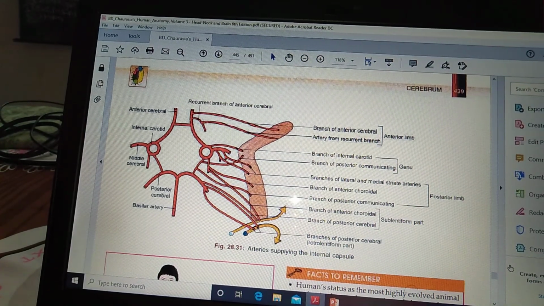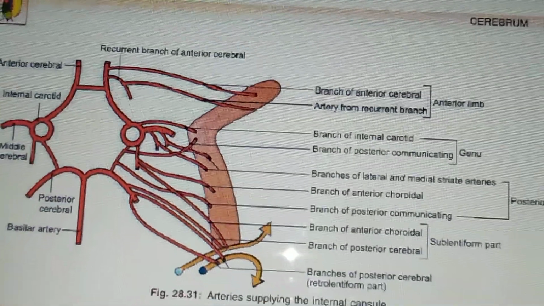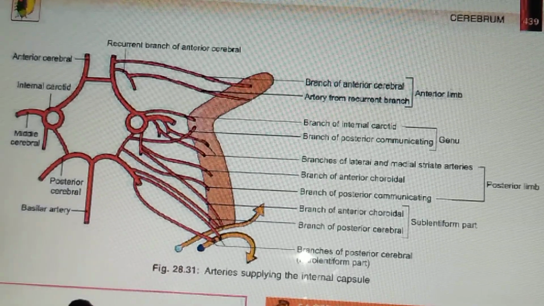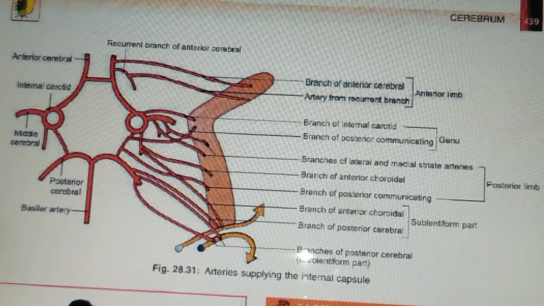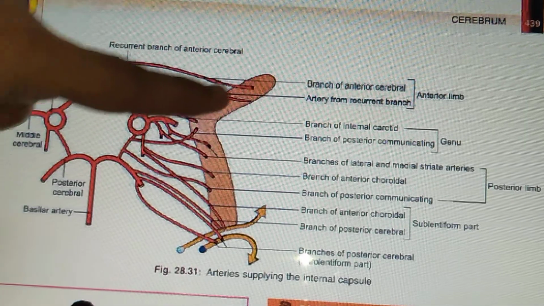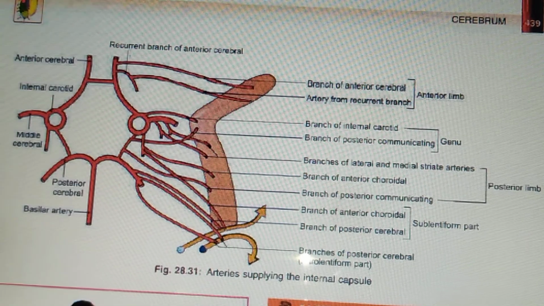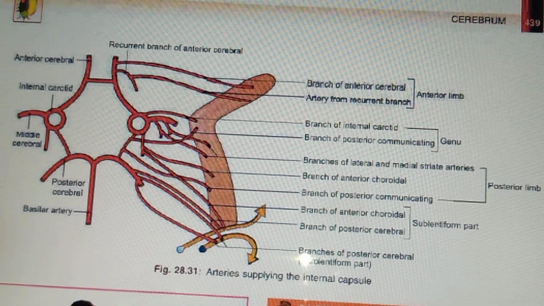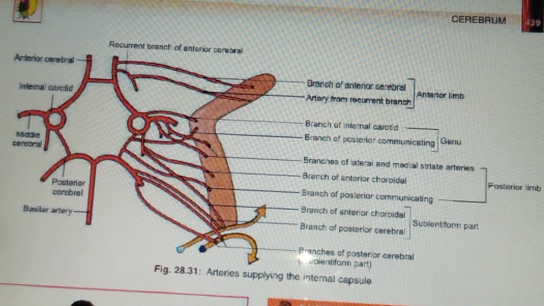Now here you can see the blood supply. First, the anterior limb is supplied by the recurrent branch of the anterior cerebral artery and the direct branches from the anterior cerebral. Then the genu is supplied by the direct branches from the internal carotid and posterior communicating artery.